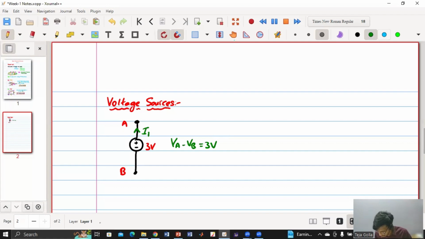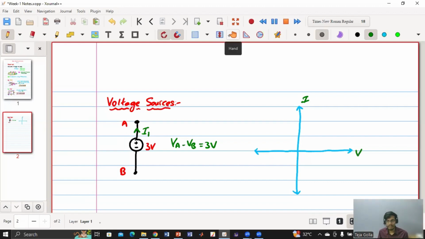So let us understand by drawing IV characteristics. IV characteristics show the change of I with respect to V or change of V with respect to I. And these are very important curves even in your electronic circuits or anywhere. The shape might differ, but the application is irrespective of the field. In the majority of fields, they use IV characteristics to understand the behavior of current and voltage of that particular source or element.